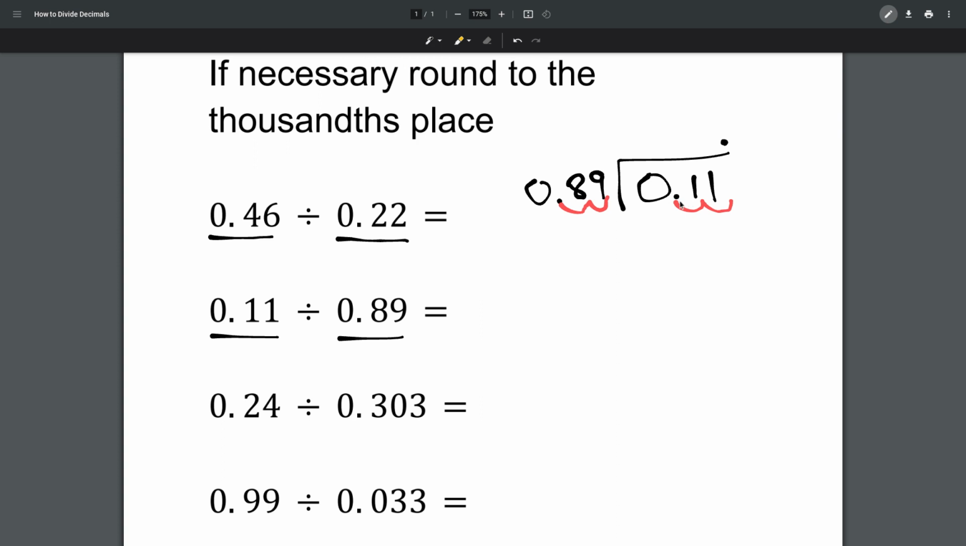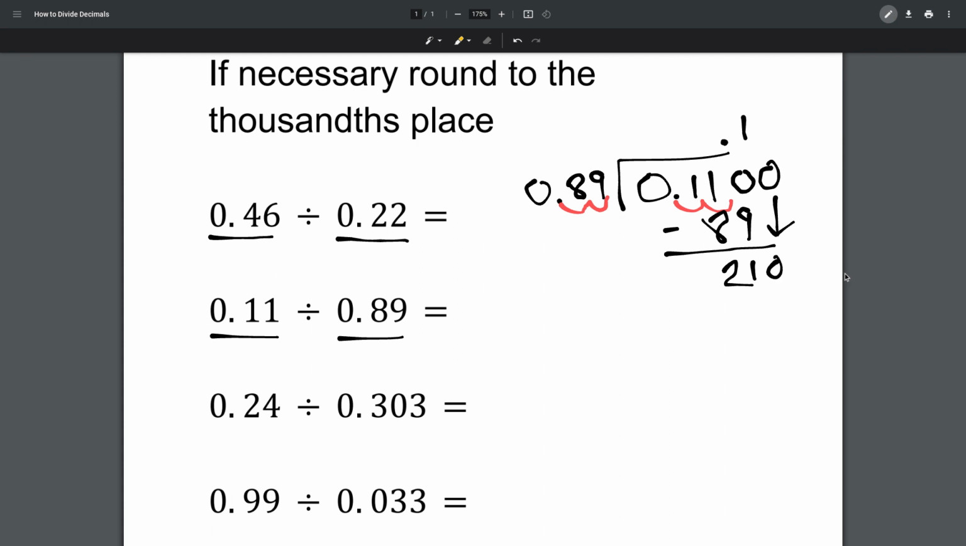So does 89 go into 11? Well, no. So we're going to add a 0. Does 89 go into 110? Yes, 1 time. So 1 times 89 is 89. And then if we do 110 and we subtract 89, we get 21. Okay? So now 89 doesn't go into 21, so we have to add another 0, bring it down, and we'll put the 0 here.